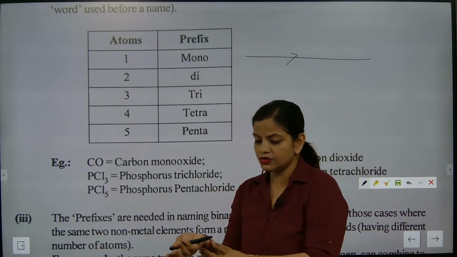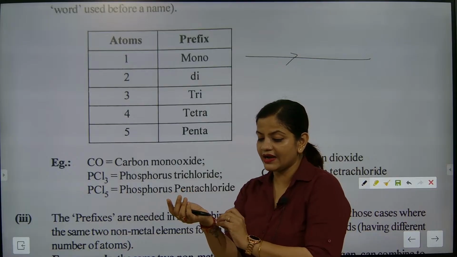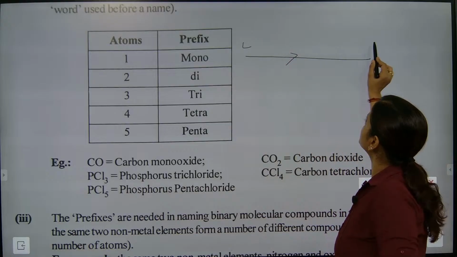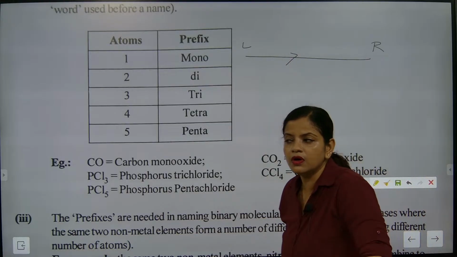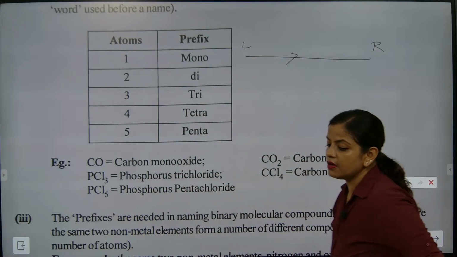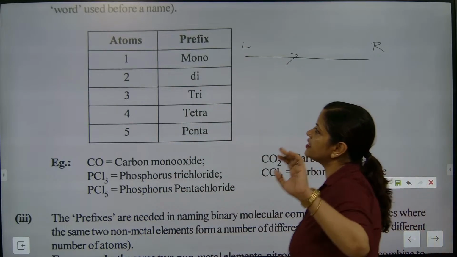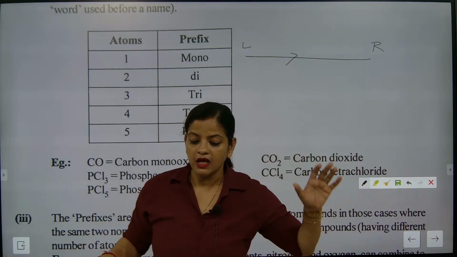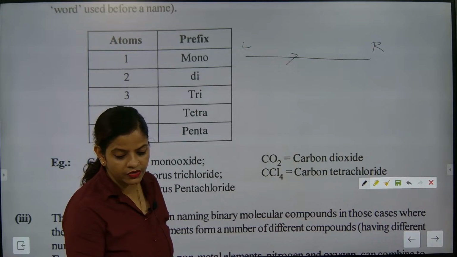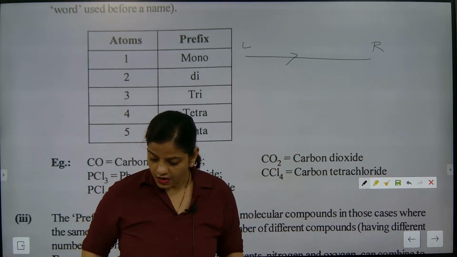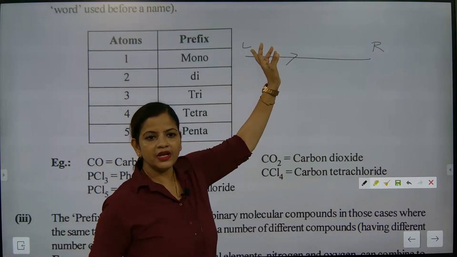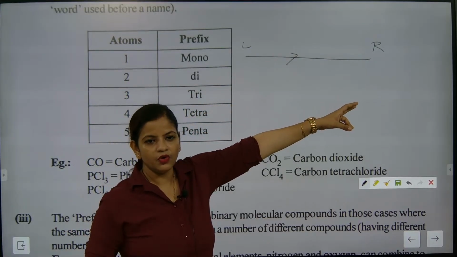I hope you have understood. Here I am talking about my right and left, so some confusion is there, so I am going to clear that out. This is left and this is considered right. LHS is equal to RHS. So when we talk about LHS and RHS, LHS will be less electronegative and RHS will be more electronegative.